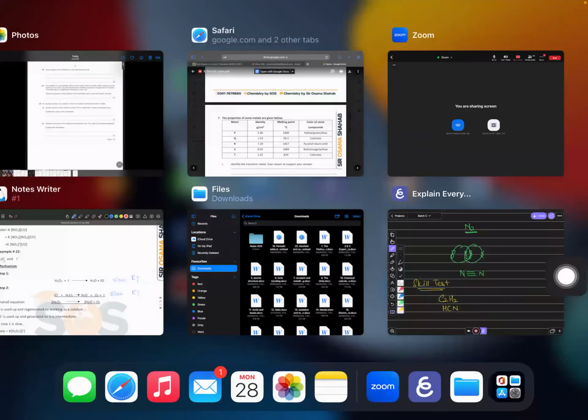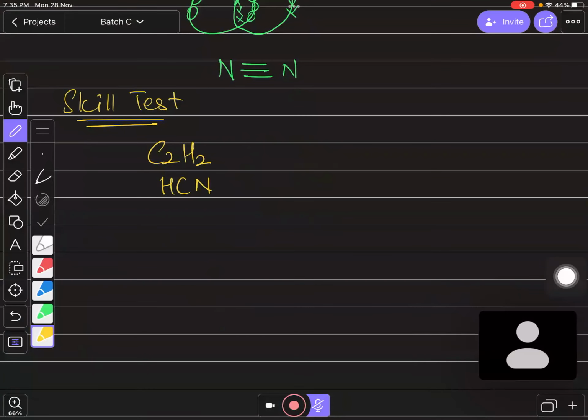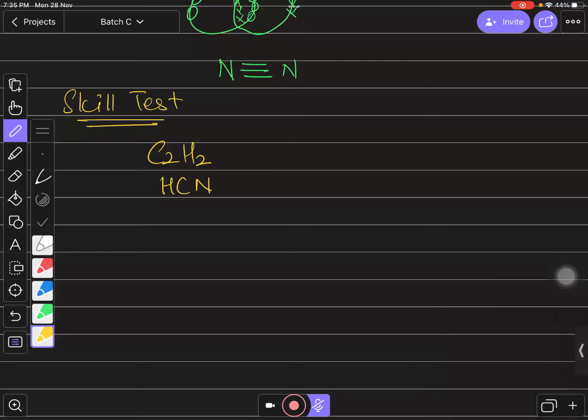These 2 examples, how can we solve these 2 examples? You can see over here on the diagram. I'm drawing the diagram of C2H2. We have 2 carbons, and we have 2 hydrogens. That's right. We know that the center ones are carbons, and these are hydrogens, right?